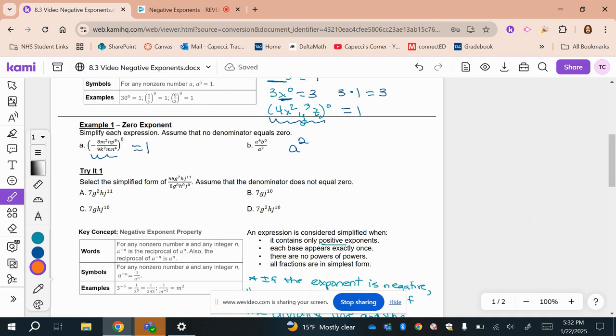Okay, moving on, let's see what we have. I have 56 over 8. That's going to give me a 7. And when I look at my g's, I have g to the 2nd over g to the 0. I subtract them, and as my numerator, my g to the 2nd is the higher power, so that stays as g to the 2nd. Same thing with h. I have h to the 1st over h to the 0, which is h to the 1st. So I am left with an h there. j to the 11th over j to the 0 is j to the 11th. So my final answer there is letter A.